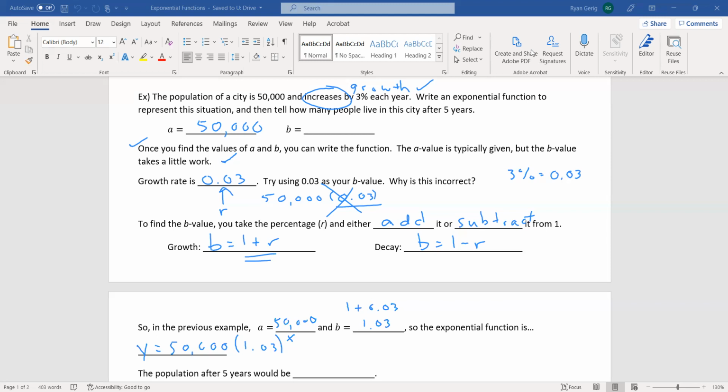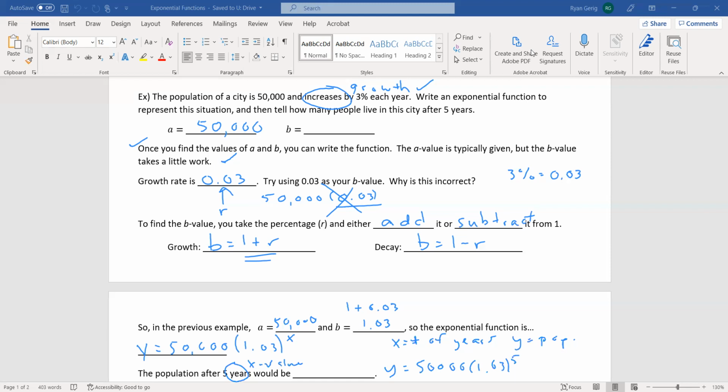Now, before I move on, you have to understand what x and y stand for in this problem. X is going to be the number of years, and y is the population. Okay, so we're looking for the population after 5 years. 5 years is an x value. So plug it into the formula, you get y equals 50,000 times 1.03 to the 5th power.